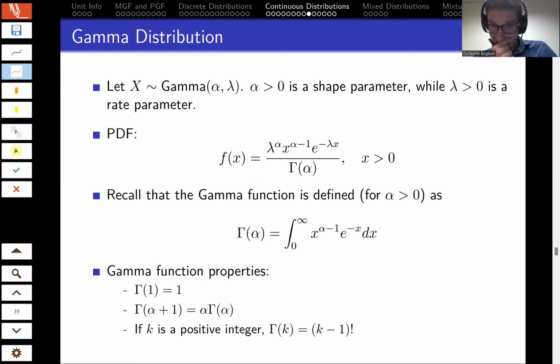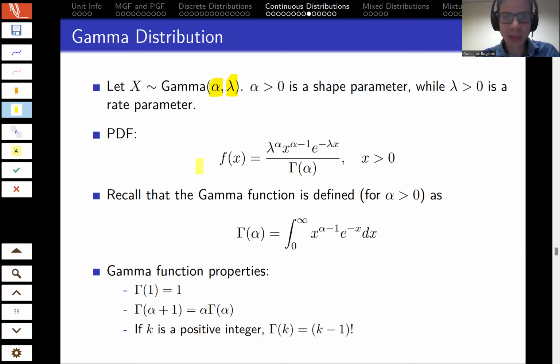Okay, now the gamma. The gamma has 2 parameters. Here we call them alpha and lambda. Of course, those are just conventions. Elsewhere, you'll see that the parameters are named differently. We just need to deal with this. For us, alpha and lambda are both positive.